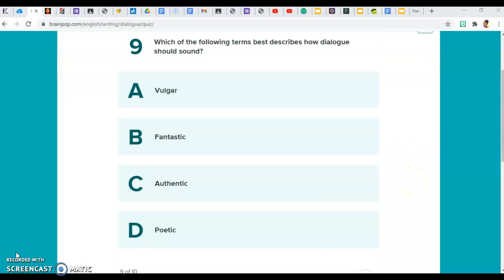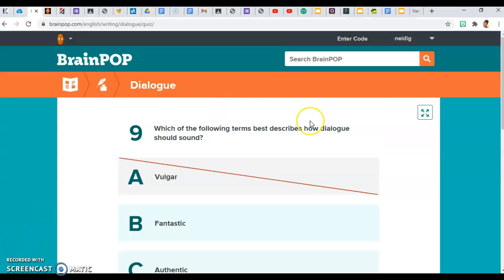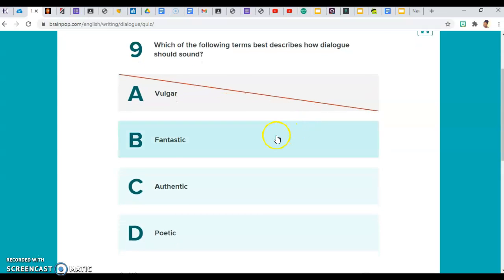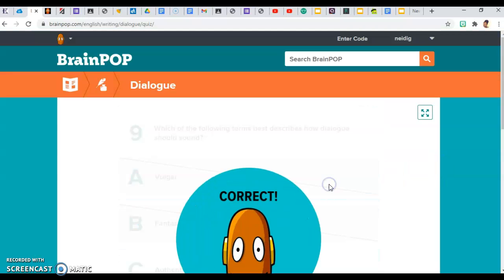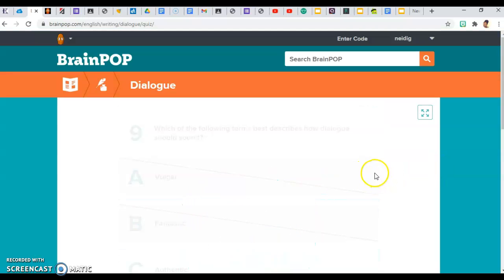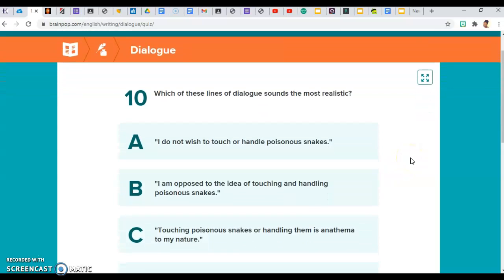Number nine. Which of the following terms best describes how dialogue should sound? A. Vulgar. B. Fantastic. C. Authentic. Or D. Poetic. Starting at A. A is not our answer. B is not our answer. C is the correct answer. Authentic, it should sound real, just like the real person.